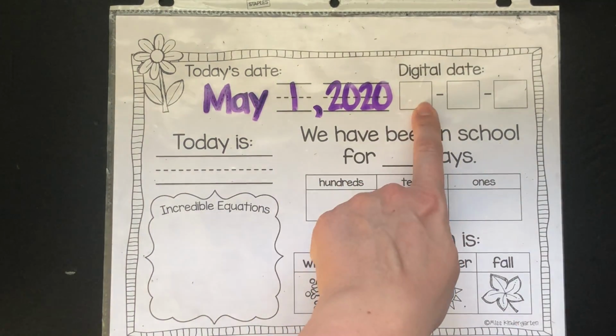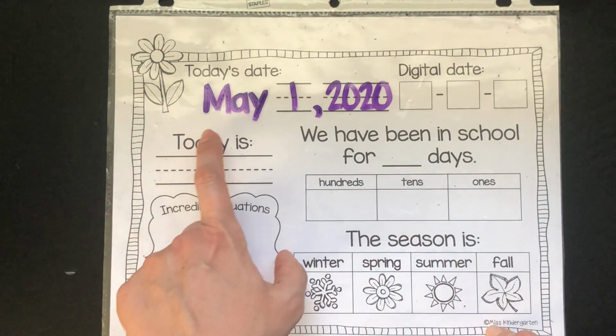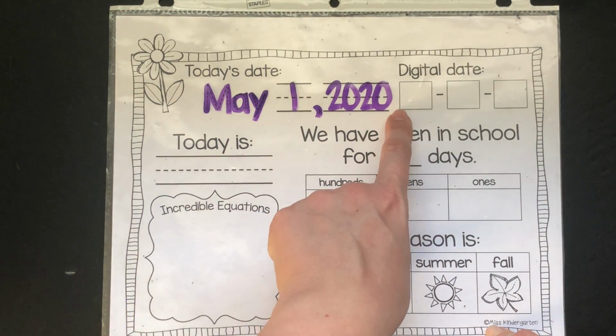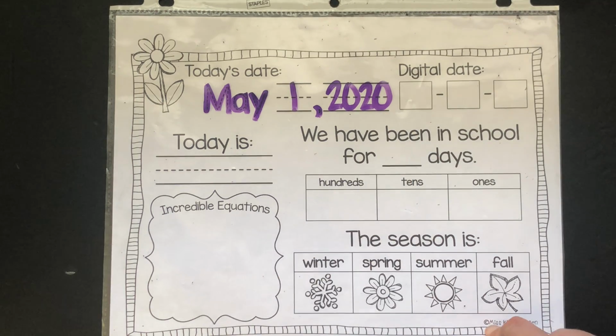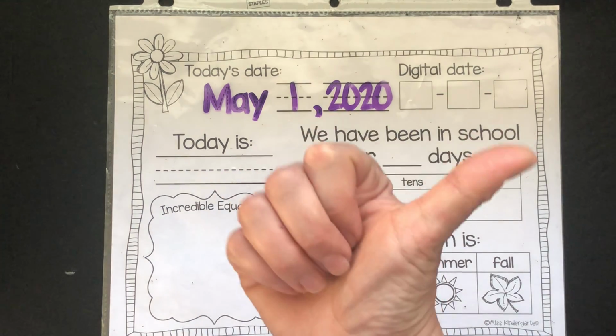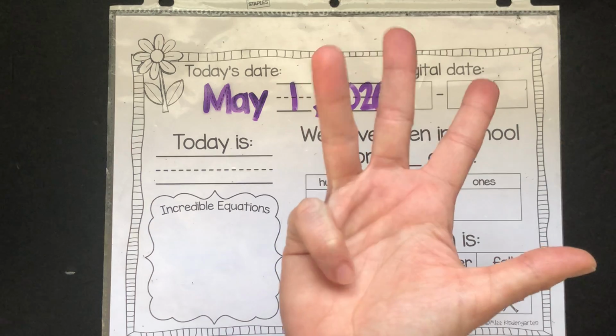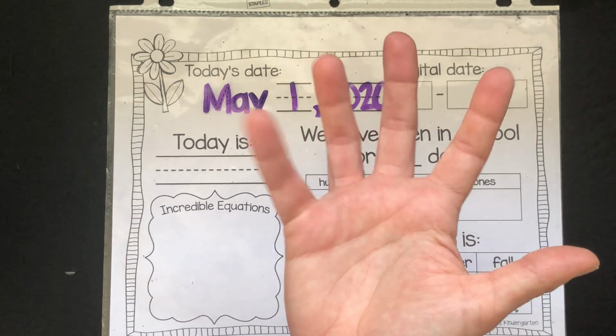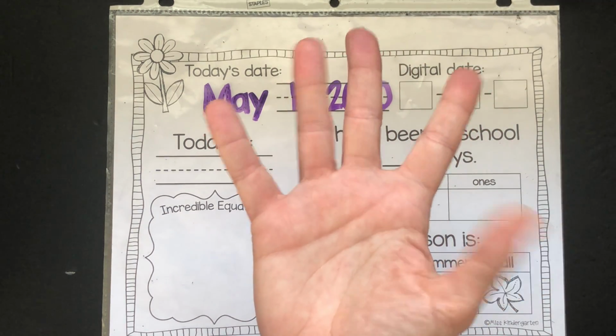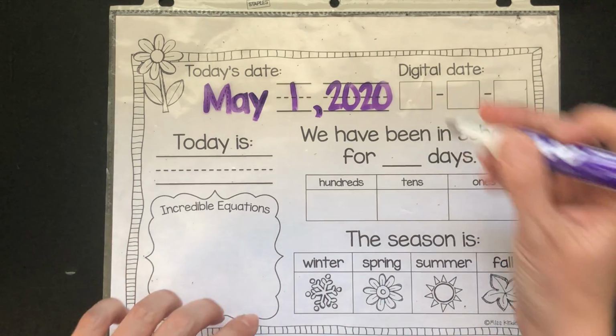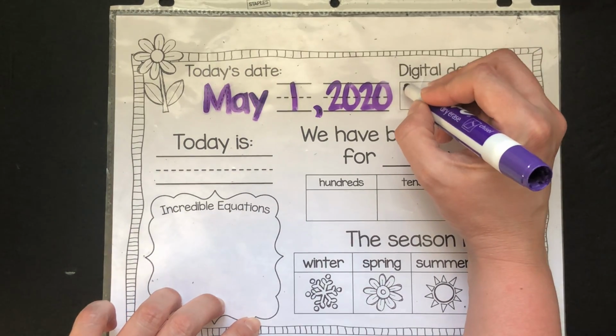Now, this is where it gets a little different, Lovebugs. Besides the new month of May, we have a new number because May is not the fourth month of the year. So let's count together and see what number we have to give May. January, February, March, April, May. How many is that? Five. So May is the fifth month of the year.